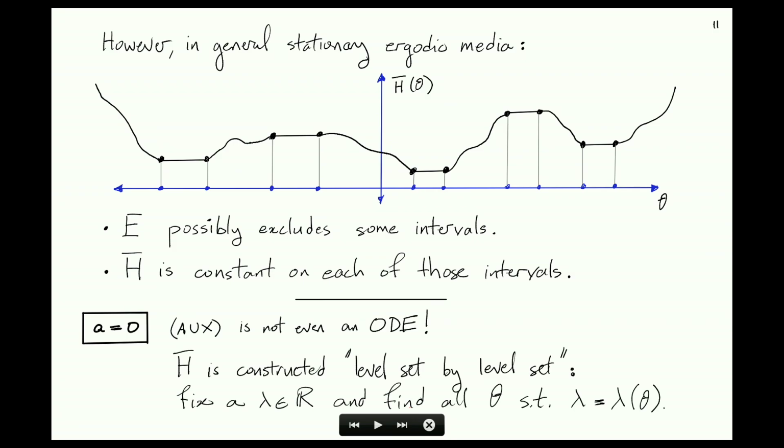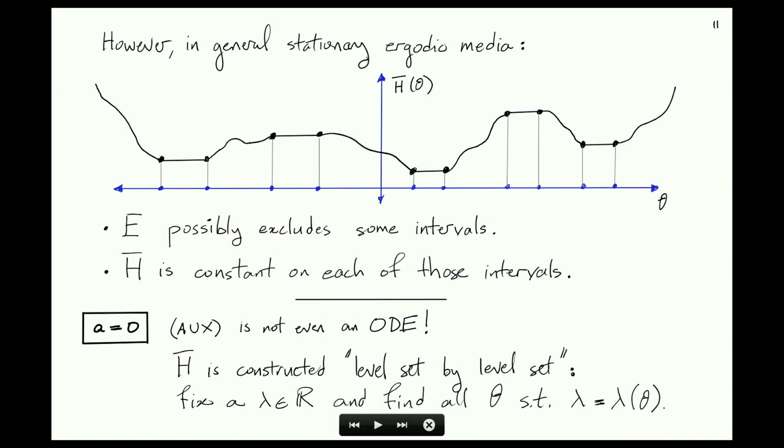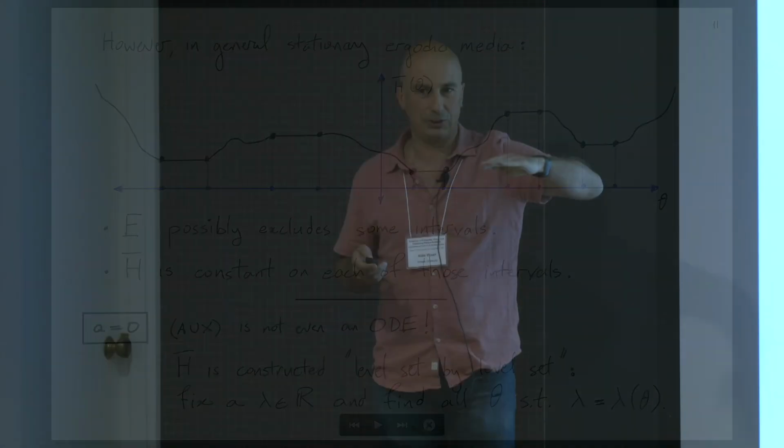Okay, but now I want to get into the story in a little bit more detail. Now I want to focus on first order. This is the work of Armstrong-Tran-Yu from 8 years ago. So what they do is they actually construct the effective Hamiltonian level set by level set, in the spirit of Lebesgue integration, not Riemann.